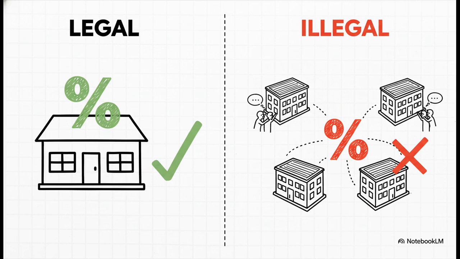The illegal part is the agreement between different brokers. See, any single broker can set whatever commission they want for their own company. That's just running a business. But the second that you get competing brokers together and they agree to set some kind of standard or minimum rate, bam, they've just crossed the line into illegal price fixing.